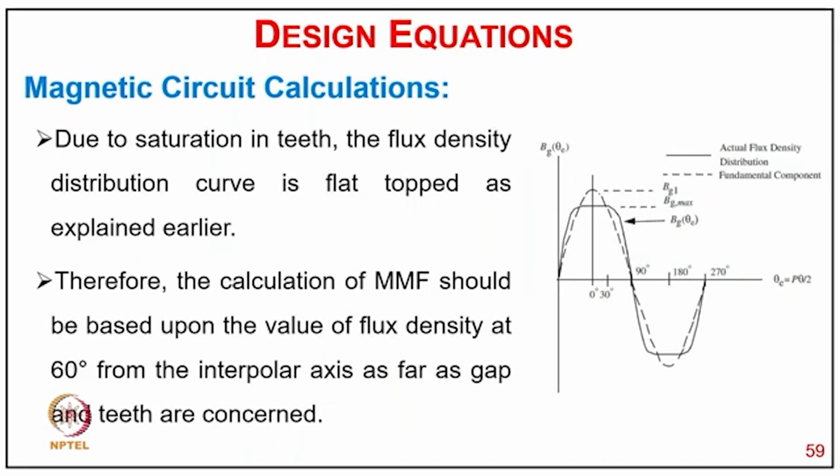And now you can just see that due to saturation of the teeth, the flux density distribution curve is flat top, as explained earlier, as you can see here, how it is typical. Therefore, the calculation of MMF will be based upon the value of flux density at 60 degrees from the interpolar axis as far as the air gap and teeth are concerned.